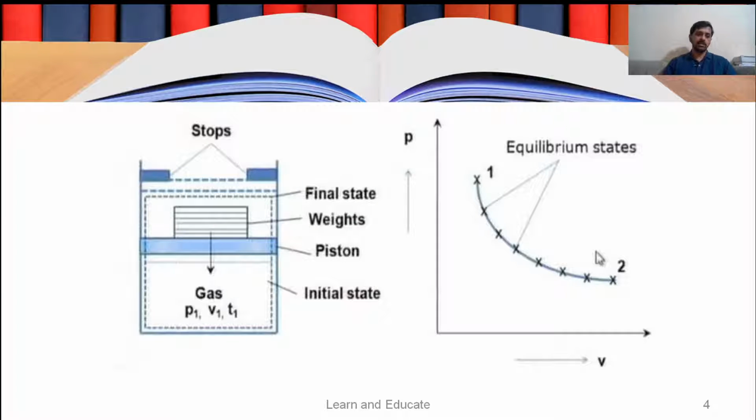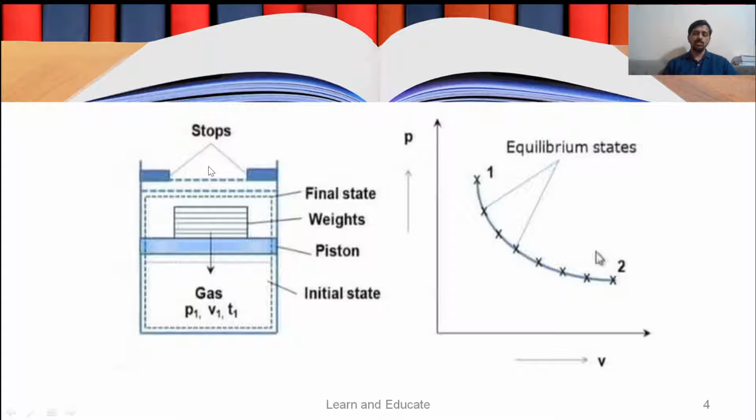Here you can see a piston cylinder device. Inside the cylinder you have a gas initially at pressure P1, volume V1 and temperature T1. Correspondingly, state 1 is marked here with pressure P1 and volume V1. This is called a property diagram. On the y-axis one property will be marked, on the x-axis another property will be marked, and the change of state will be marked using a curve. Initially the system is at a pressure of P1 and a volume of V1.